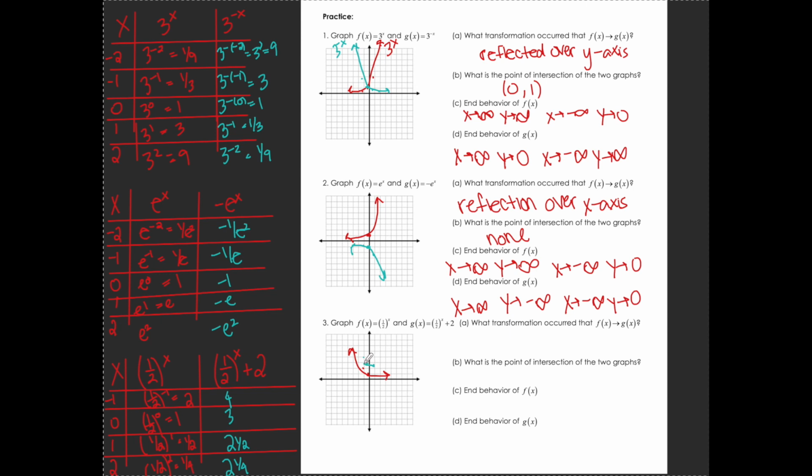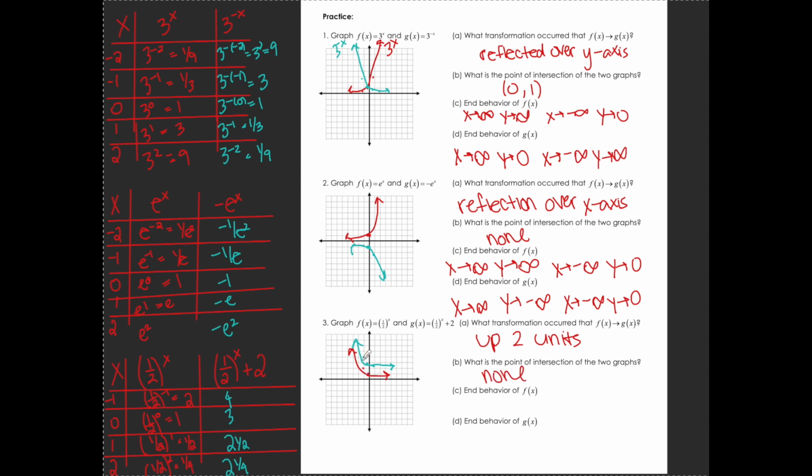So I'm going to draw this shooting up, and then this is going to get close to 2, but never cross it. So what transformation occurred that maps f of x to g of x? I can see that this was a shifting up of 2 units. Again, if this entire function was just shifted up 2 units, the previous function and the new function, or the image and the pre-image, are never going to intersect.